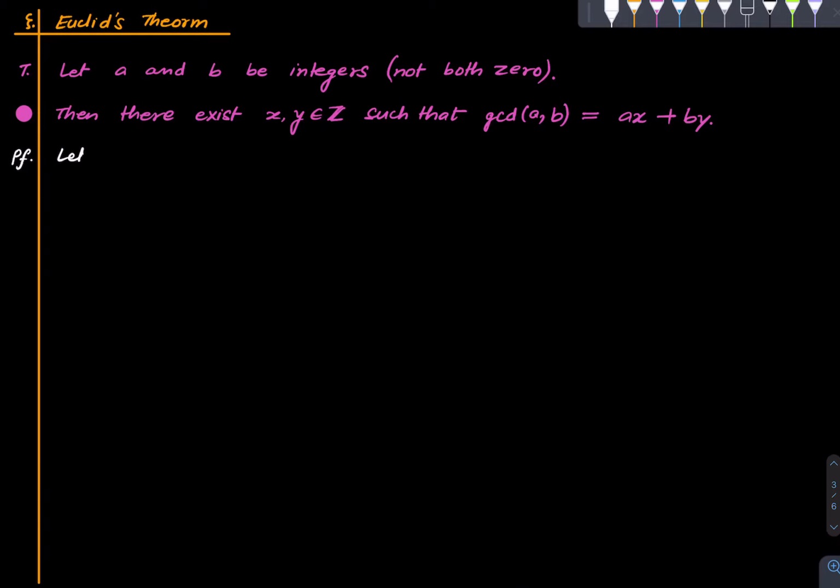So let S equal the collection of all the integer linear combinations that one can form using a and b, but we will throw away all the non-positive ones. So collect all the integer linear combinations that you can form using a and b, but only retain those which are positive. So that's our set S. And let's see that S is non-empty.